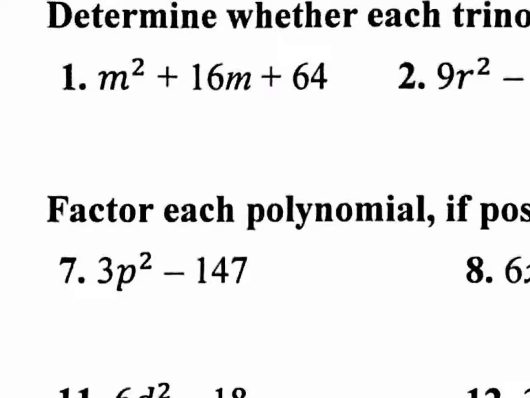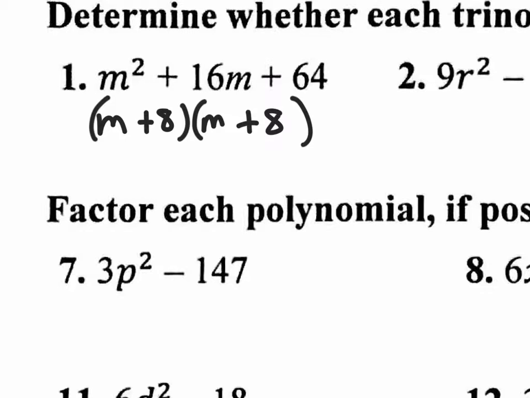So on number 1, you could go parenthesis, parenthesis, parenthesis, parenthesis, because the a value is 1, right? The a value is 1, so you are able to put an m right here and an m right there, and then think what times what is 64, that if you add together is 16, and you should realize that it's 8 and 8, right? So you could put plus 8 and plus 8, and that is factored.